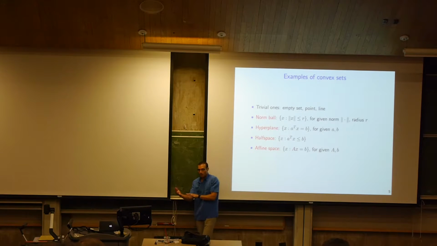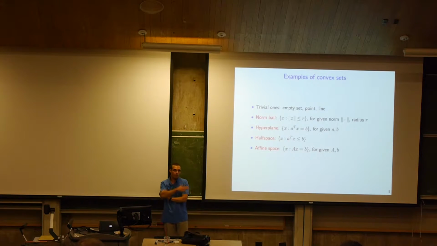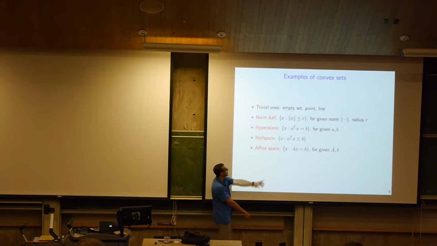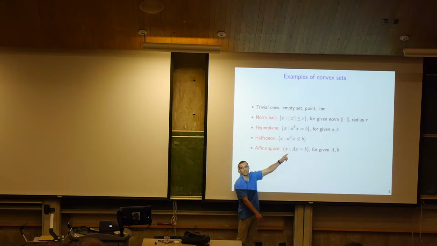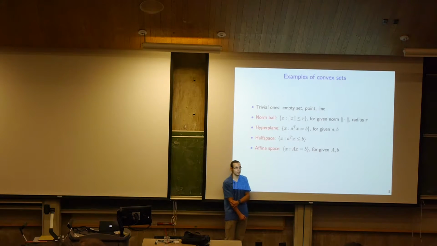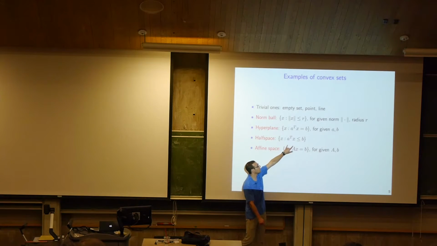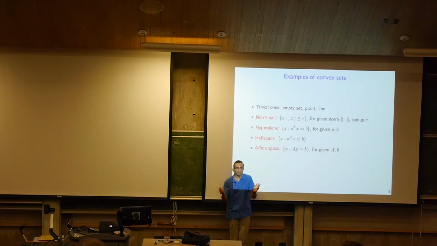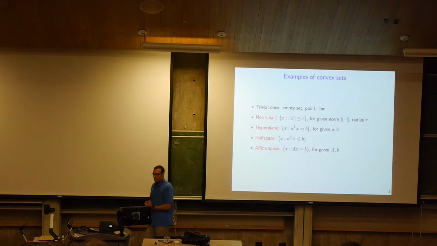This is everything that lies basically on a hyperplane and to one side. So it's the set of all x that satisfy a single linear inequality, right? A transpose x is less than or equal to b. Here a and b are fixed. A is a vector, b is a number, but they're just fixed. The set is defined in terms of x. And lastly, an affine space is convex.